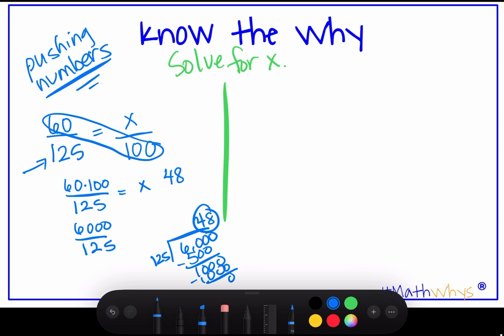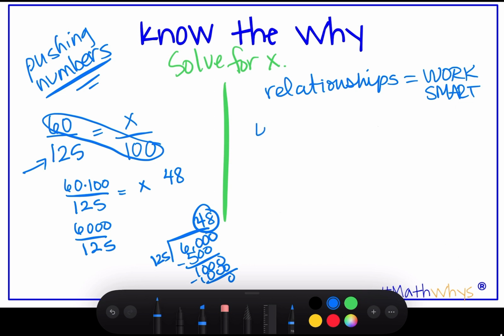So what I am saying is that students can still do these types of problems and understand the relationships behind it and the relationships behind those fractions, and that will help them to work smart. And so when they're working smart, they're using less brain power. They will make fewer mistakes and understand their answers a lot better and understand really if they even make sense when they get their solutions.